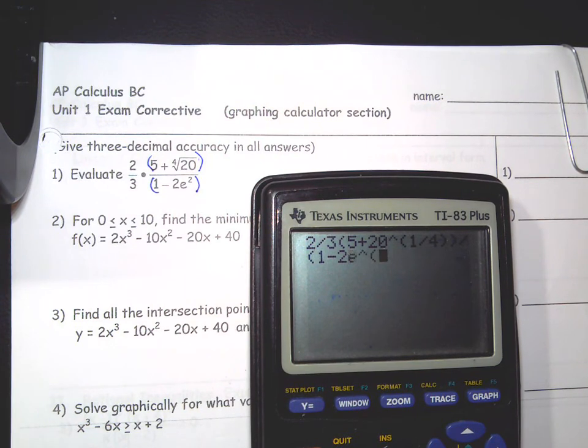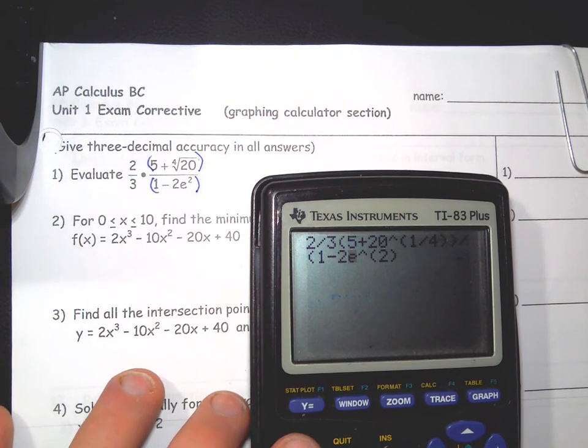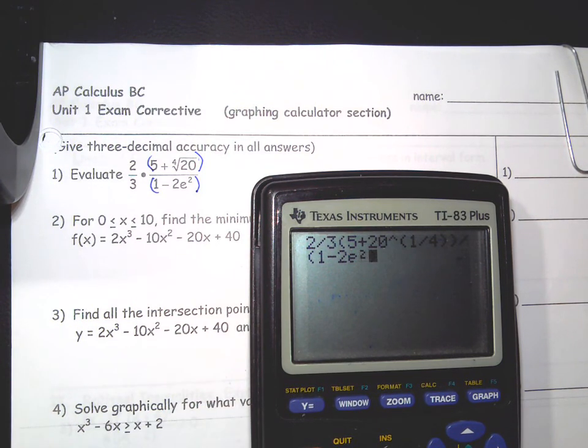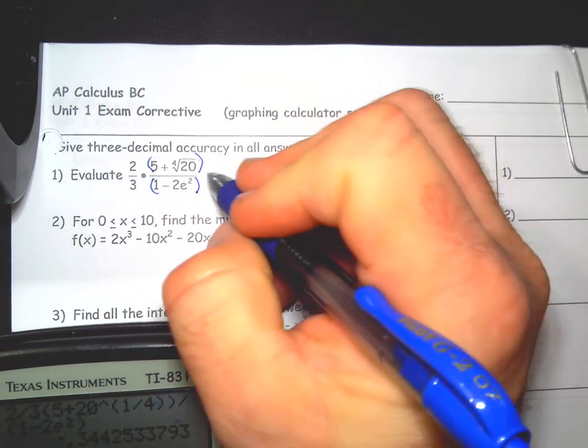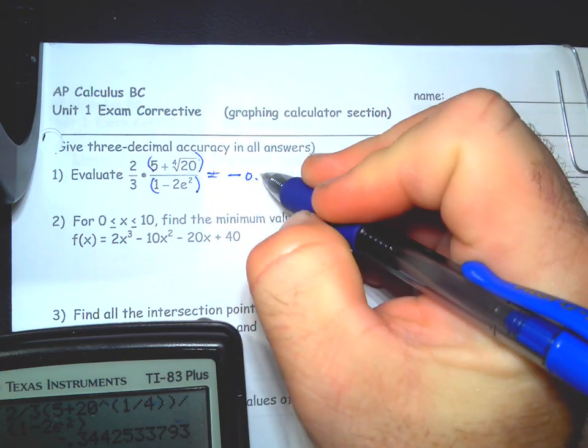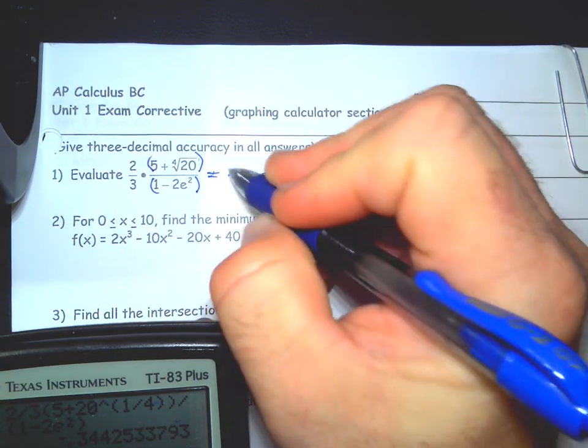This could be done a lot of different ways. You could do it like that, or like that. There are probably another couple of ways too. The answer is negative 0.344, rounded or truncated to 3 decimal place accuracy.